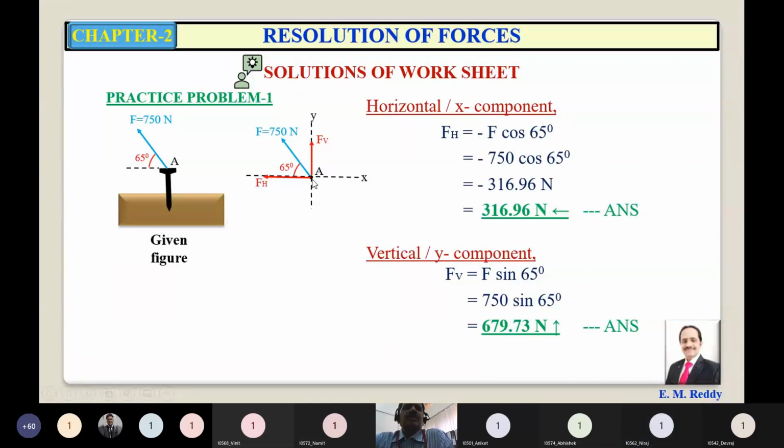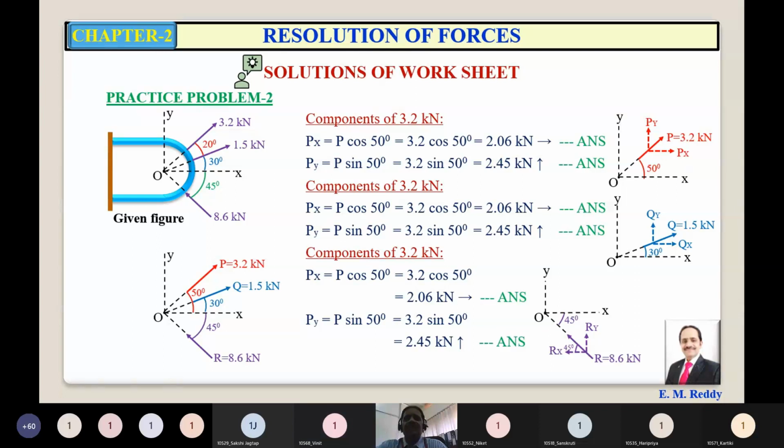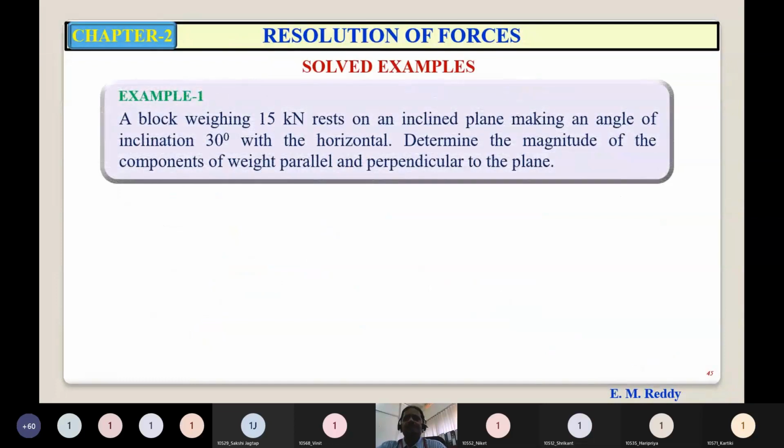So the horizontal component is towards left, vertical component is upwards, making 65 degrees with the horizontal. Horizontal component is minus F cos 65. Vertical component is F sine 65. So 316.96 and 679.73. So all of you, what are these answers? Yes, sir. Then the second sum solution, you can check the values. Then one more example. You please note it down and try to solve.